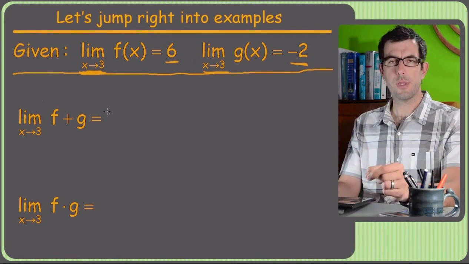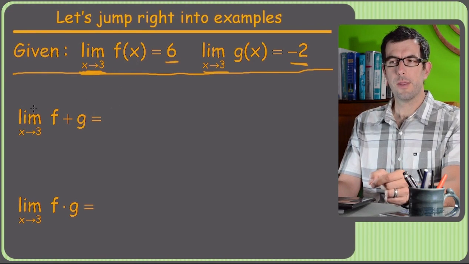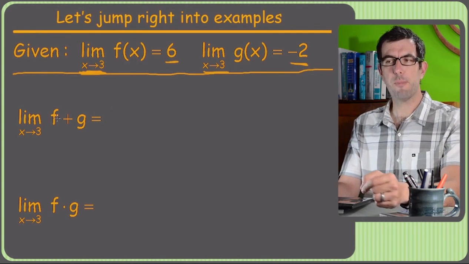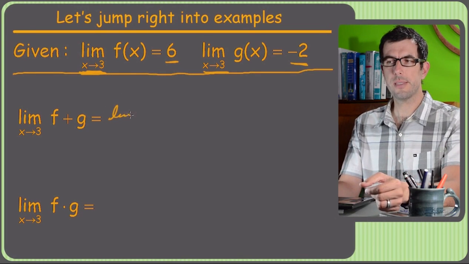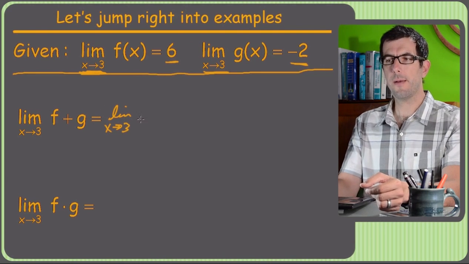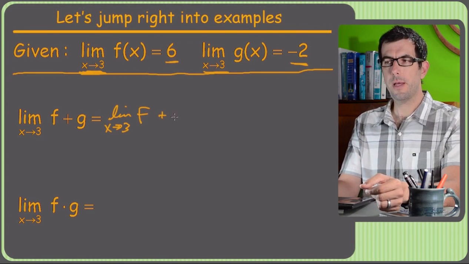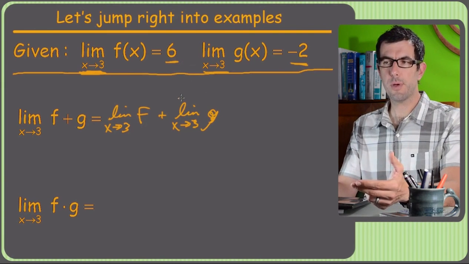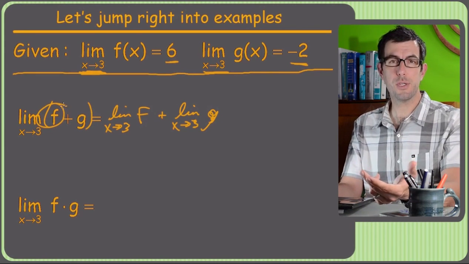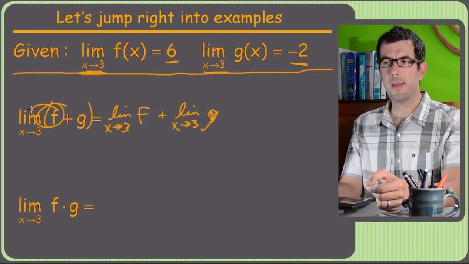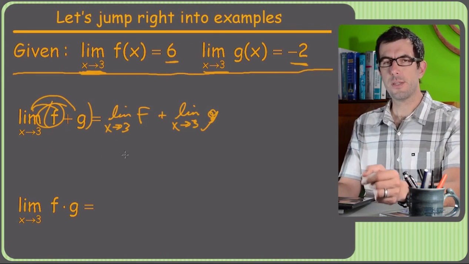So here's what, using limit properties, now they're asking for the limit as x approaches 3 of f plus g. Well, it turns out all you have to do is say, oh, well, really, that's the same thing as the limit as x approaches 3 of f plus the limit as x approaches 3 of g. So there's just a rule in your textbook that says, hey, if you have the limit of a sum, you can break that up into the limit of the left thing plus the limit of the right thing. It's kind of like distribution in algebra. Limit of f, limit of g. So that's what's going on here.